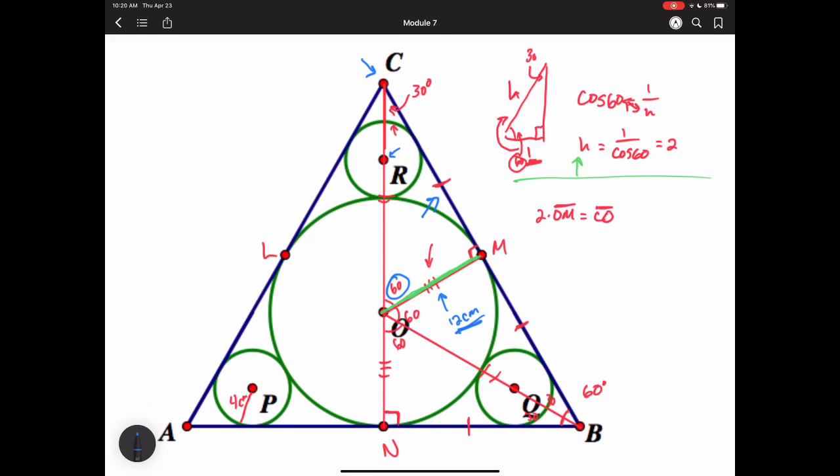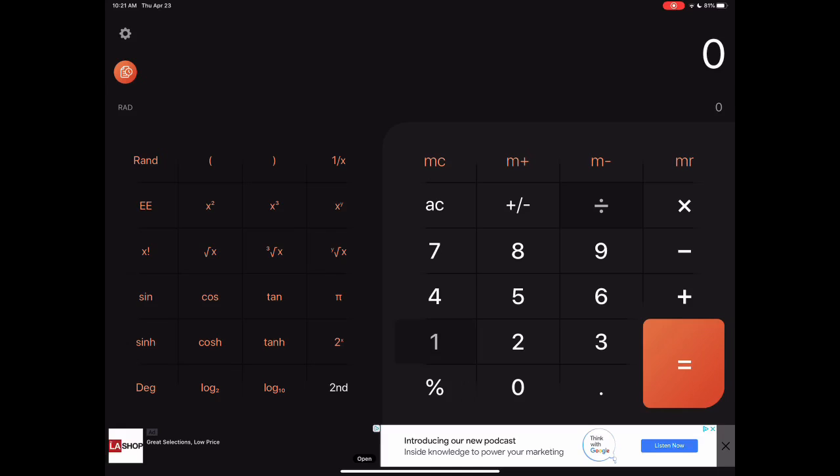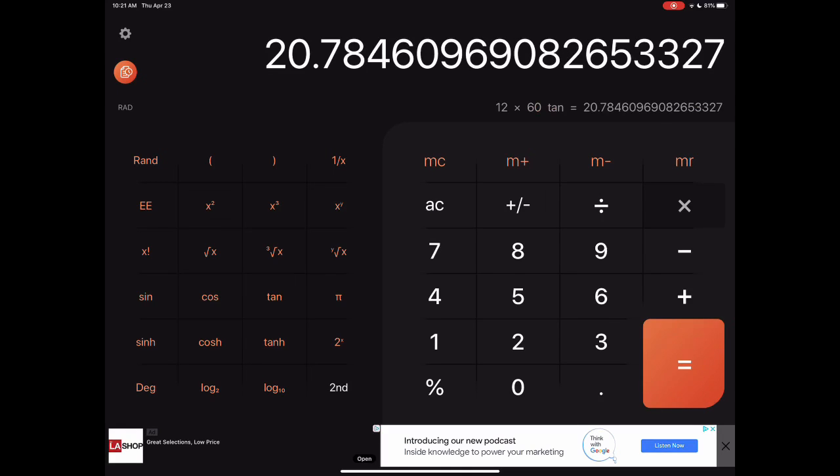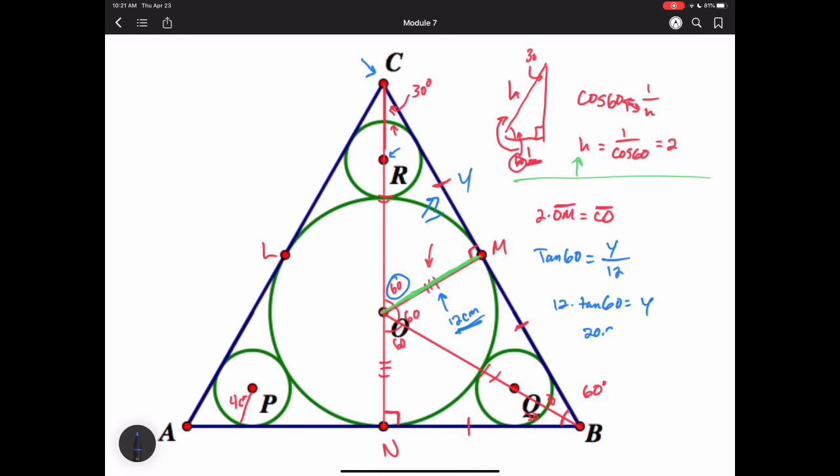I have the adjacent side and the opposite side, so I will say that tangent of 60 is equal to the opposite side, which we don't know. I'm going to call it y, the opposite side over the adjacent side, which is 12, okay? So then I will multiply over, so I get 12 times the tangent of 60 is equal to y. All right, so let's go ahead and plug that into our calculator. 12 times tangent 60 equals, that is 20.8 centimeters. So 20.8 centimeters is equal to y.